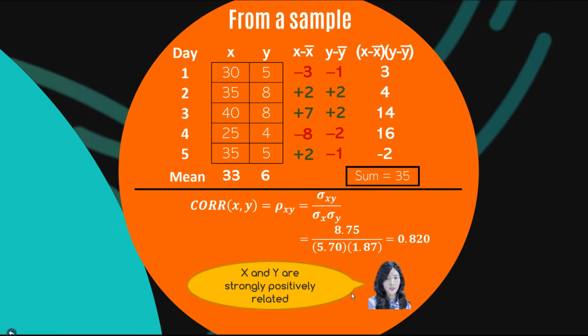And when we get this value of 0.820, this tells us that x and y are positively related, but particularly it gives us a measure of strength because by dividing by the 2 standard deviations, we actually get a number that's between -1 and 1. So a correlation of 1 means that the 2 variables are perfectly positively correlated. A correlation of -1 means they're perfectly negatively correlated. And a correlation of 0 means that they're completely independent. 0.820 is quite high, so we'd say that they are strongly positively related.